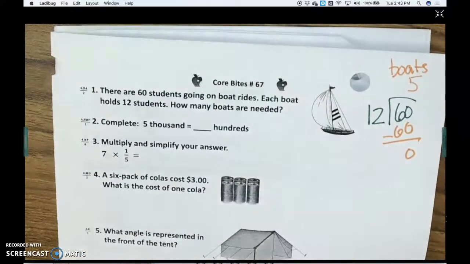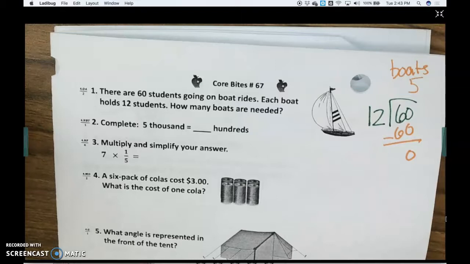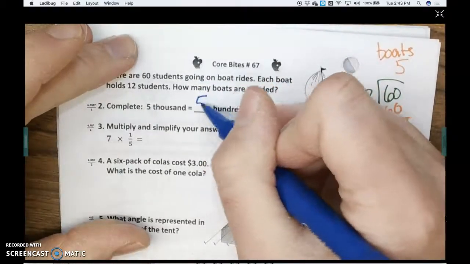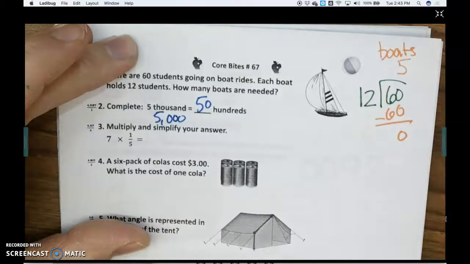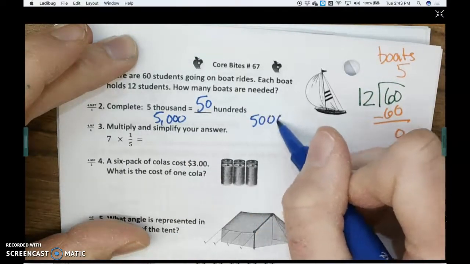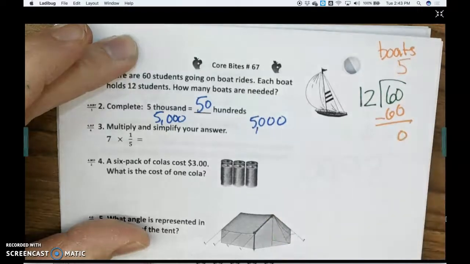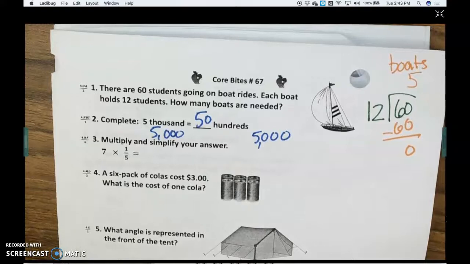5 boats. For number 2, complete it. 5,000 equals how many hundredths? So the answer for that would be 50 hundredths. And here's why. Because if you have 5,000 and if you have 50 hundredths, that gives you the same thing, 5,000.